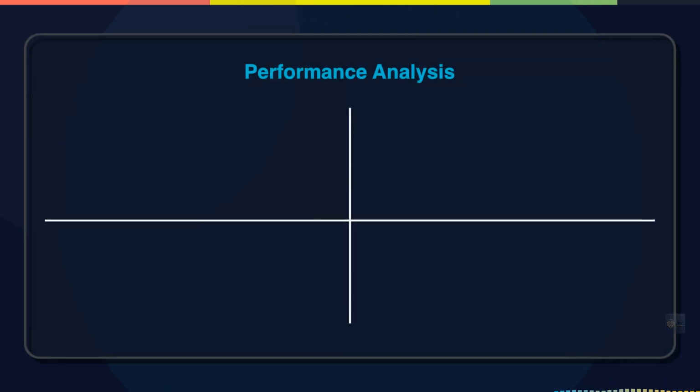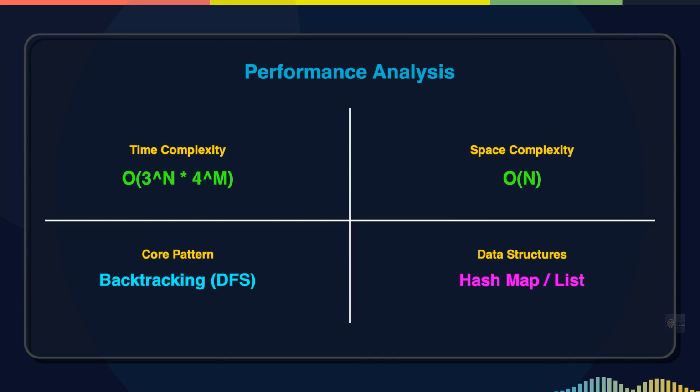Looking at the complexity, the time complexity is O(3^n times 4^m). Here, n is the count of digits mapping to 3 letters, and m is the count of digits mapping to 4 letters, like 7 and 9. This is because we explore every possible combination. The space complexity is O(n), where n is the length of the input string. This space is used by the recursion stack and our current path.